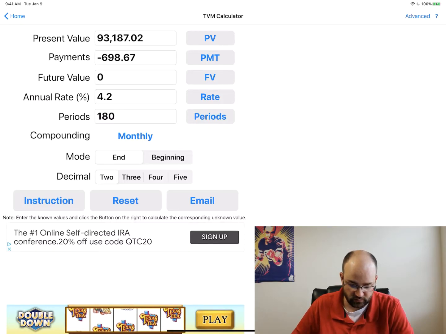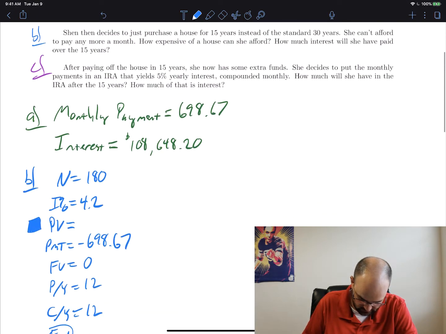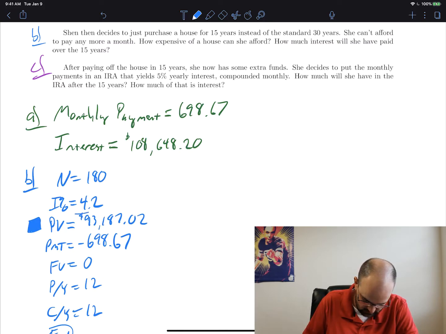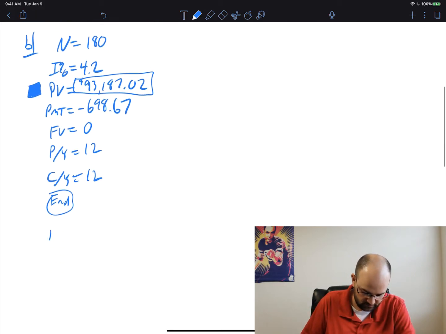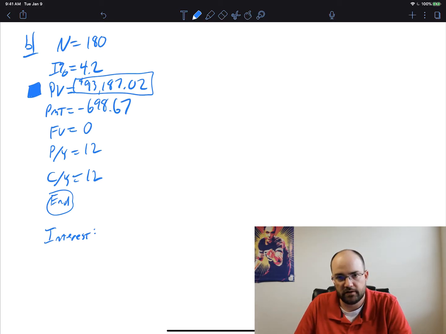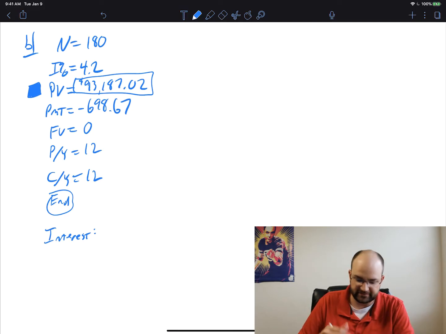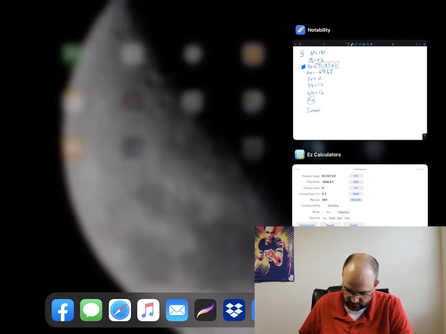Notice it says $93,187.02. And there you go. That's the size of the house that she can get. And to figure out the interest, well, you can go through this, multiply the payments by the total number of payments, and then subtract off the present value. But let me go back to the calculator here.